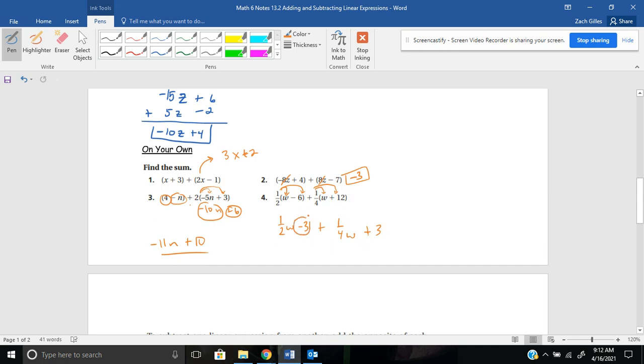Now, notice we've got negative 3 plus 3. That's going to give me 0. So I just have to add a half and a fourth. Well, a half is the same thing as 2/4. So 2/4 plus 1/4 is 3/4 w for your final answer.